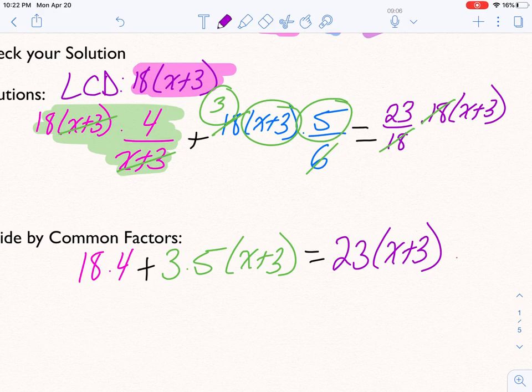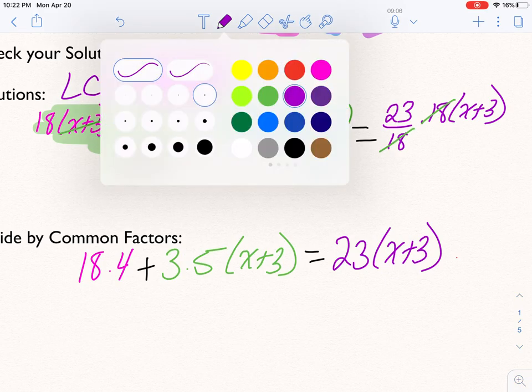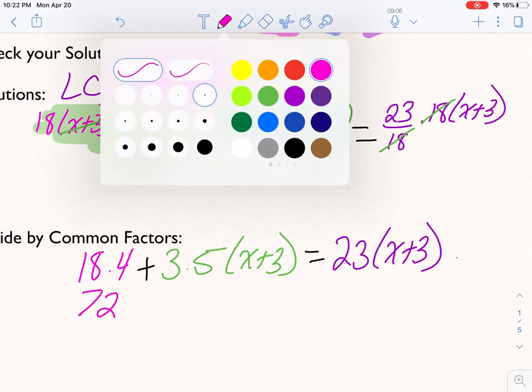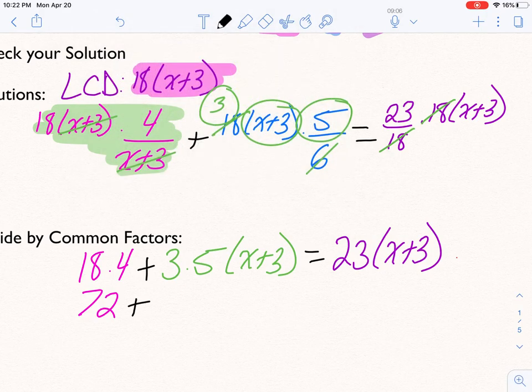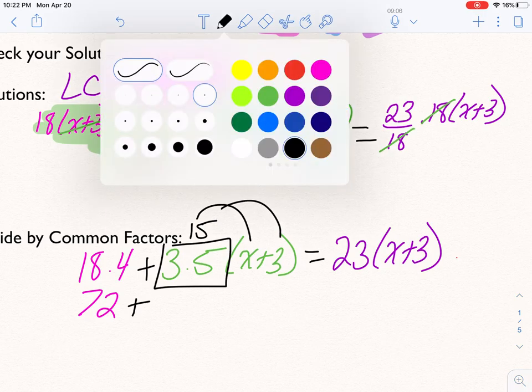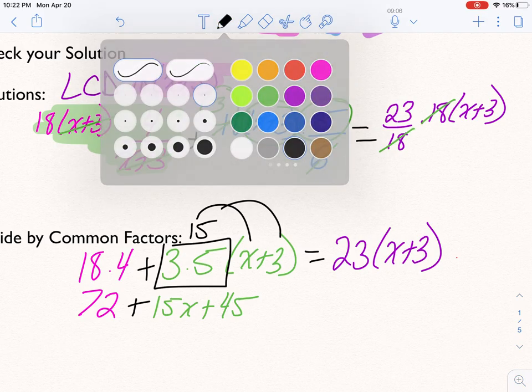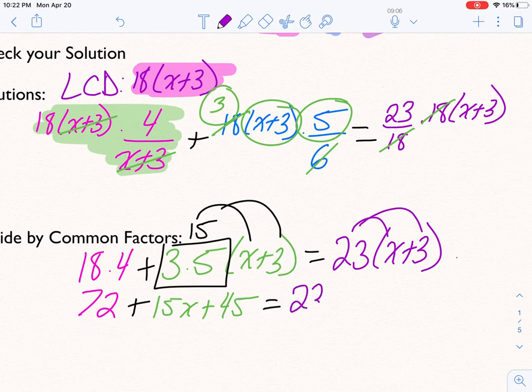We can solve this. This is basically an intro to Algebra 1 solving problem. So 18 times 4 is going to give me 72, plus 3 times 5 is 15, and I need to distribute that 15 to both of these spots. So I've got 15x plus 45 equals, again, distribute this 23 to both terms, 23x plus 69.